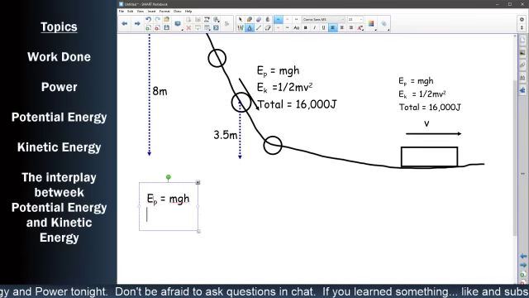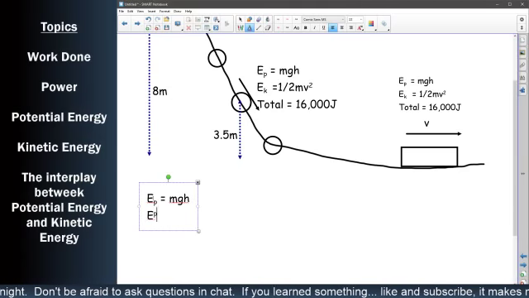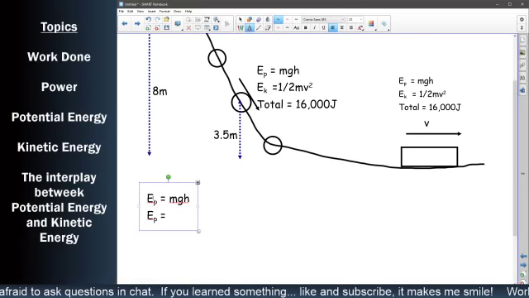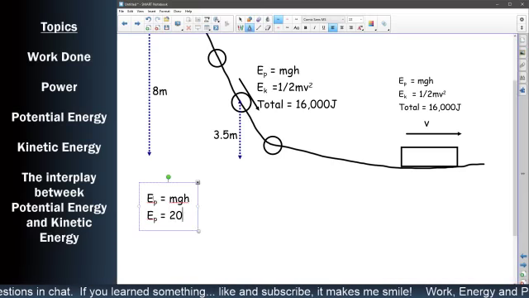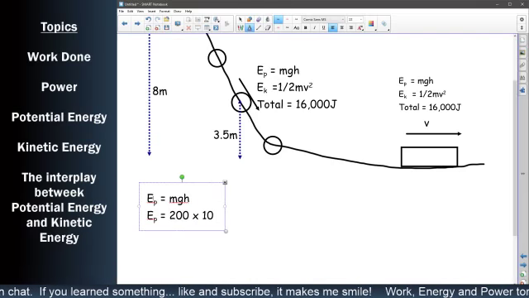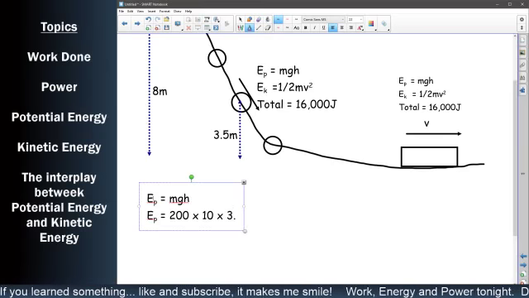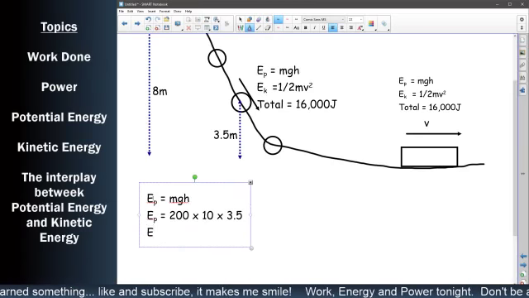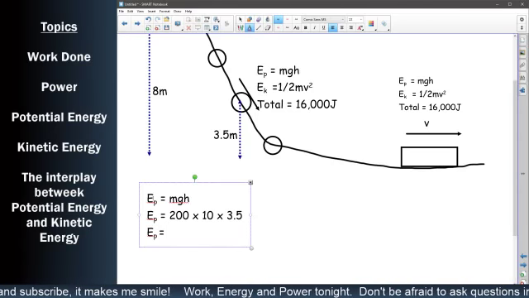I'm going for that one first because A, it's simpler to calculate, and B, it seems logical, because I'm being asked to find the velocity. So I'm going to end with the kinetic energy equation. So EP equals 200, which was my mass, multiplied by the force of gravity, which was 10, multiplied by 3.5. So my potential energy is going to be the product of all three of those. And that number, as we can see from the maths, is going to be less than 16,000. If it isn't, we've got a problem. And it's equal to 7,000 joules.